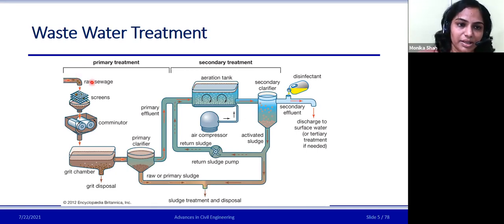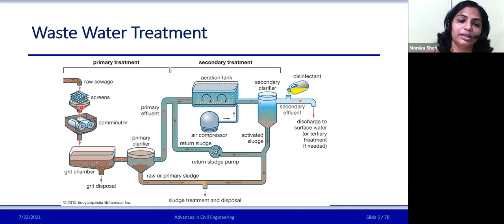The first process in that particular case would be the screens. Generally, the screens would be coarse screens or fine screens. If you have sewage wastewater, we'll go for a coarser screen, and if we have industrial wastewater, we'll go for a finer screen, as industrial wastewater doesn't contain a bigger or sizable amount of impurities. So in that case, the bigger particles are going to get stuck here on the screen, and the rest of the water is going to move into this particular chamber.